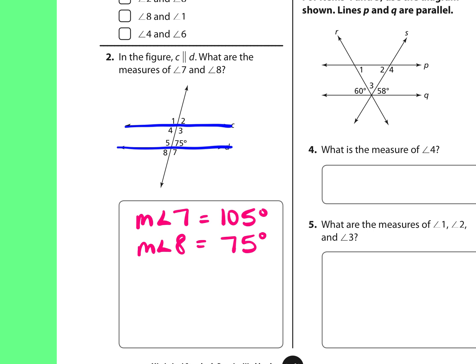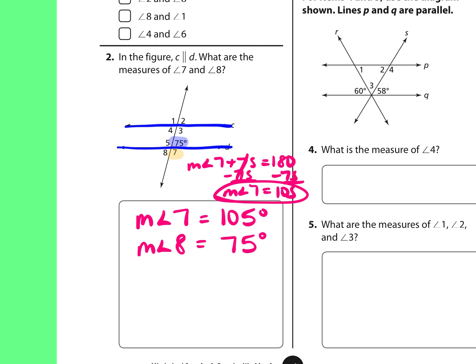I've got this angle here is 75. We want to know angle 7. Well, they're supplementary. They add up to 180. So the measure of angle 7 plus 75 equals 180. If we solve that little equation, the measure of angle 7 is equal to 105. You could solve this without an equation, but it is something you can do.